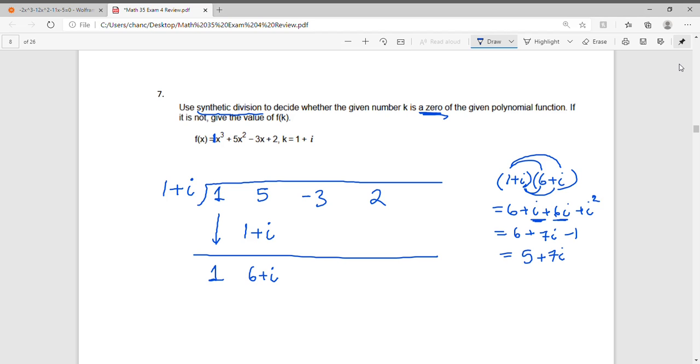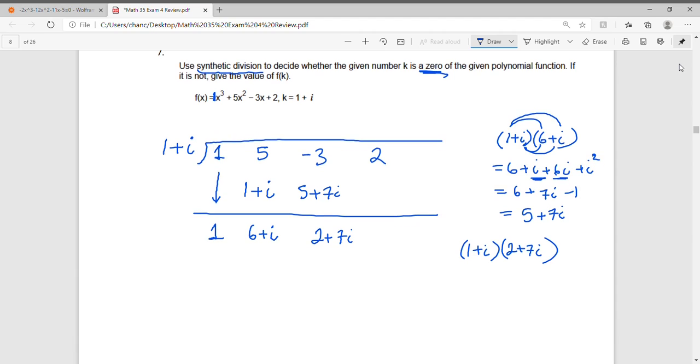So we'll write 5 plus 7i here, and then we can add negative 3 plus 5 plus 7i, which gives me 2 plus 7i. Then again, we'll have to multiply. We'll have to multiply 1 plus i times 2 plus 7i. 1 times 2 is 2. 1 times 7i is 7i. i times 2 is 2i. And i times 7i is going to give us 7i squared.